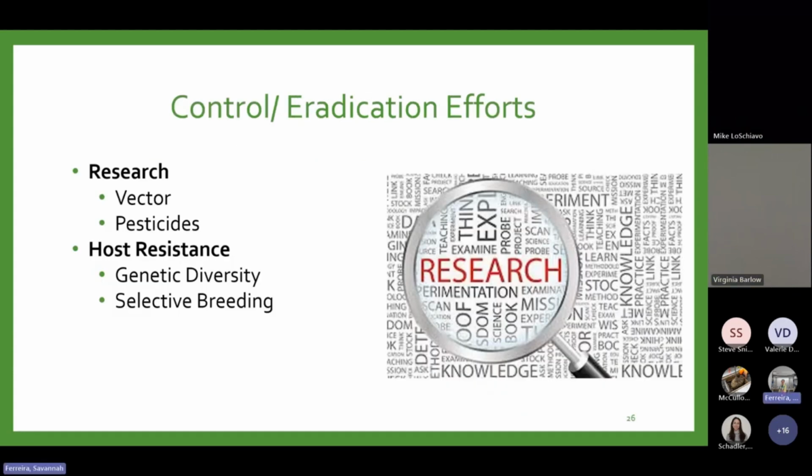So what's currently being done to control and/or eradicate this disease? Currently, the main thing being done is research. There's so much unknown about this complex that a lot of time and resources are being devoted to it at the university, state, and federal levels. Several states have suggested the use of quarantines to slow the spread into new counties and states. However, again, because the vector is unknown, it's really hard to regulate.